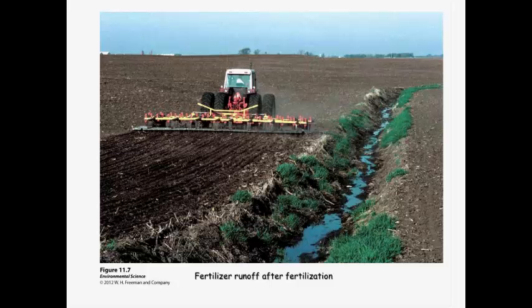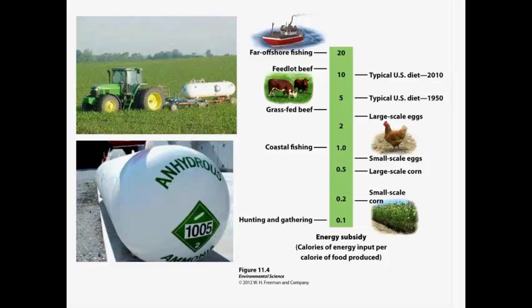So that's the basic process, and one of the consequences of having all that nitrogen become available is that some of it runs off after fertilization. And so you might end up with waterways and drainage ditches and rivers and streams that end up with an abundance of nitrogen, in part because we've made so much of it available with this nitrogen fixation.